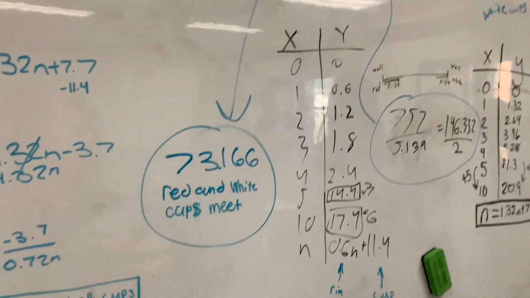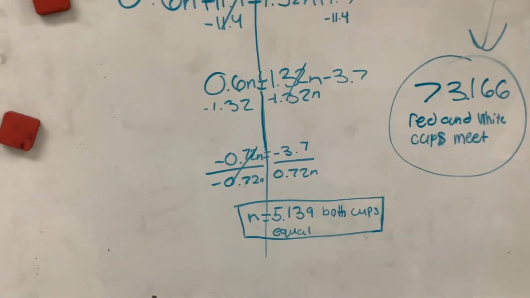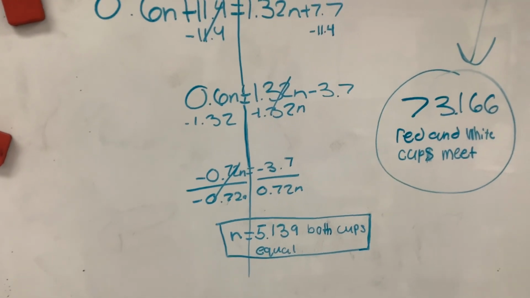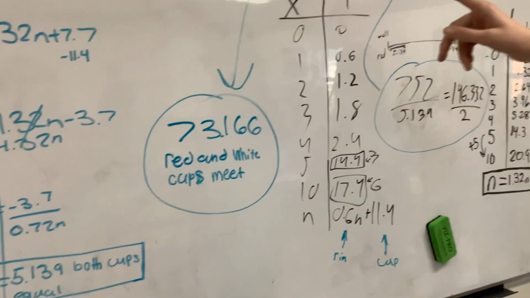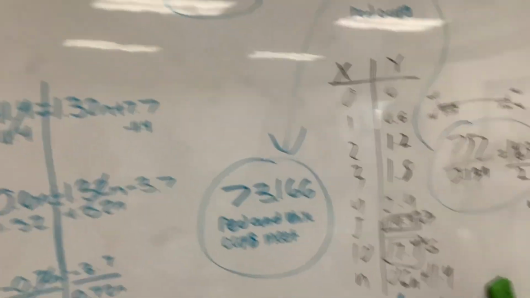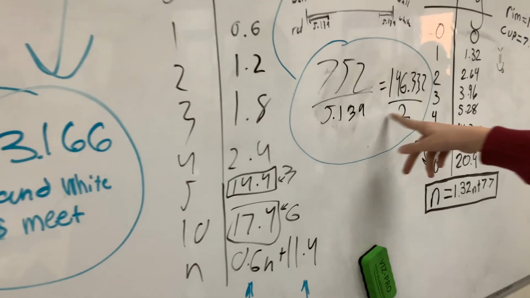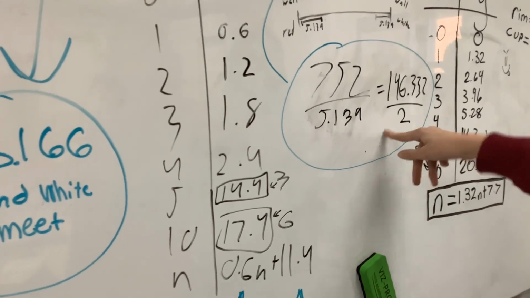Okay, so 5.139 is how many cups you need for both of them to be equal. I divided the amount in the room by both cups, and I got that, and then I divided that by 2 to see how many for each cup, and I got that.